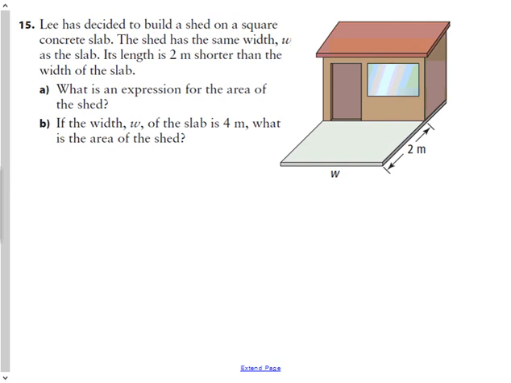Question 15, Lee decided to build a shed on a square concrete slab. The problem with this question is this concrete slab right here does not look like a square, but it is. So because it's a square, this distance is W, and this distance here is W as well. The shed has the same width as the slab, so this shed here is also W here. What is an expression for the area of the shed? So essentially, the shed's footprint, if I was to look through the shed, what is the area that the shed is sitting on.